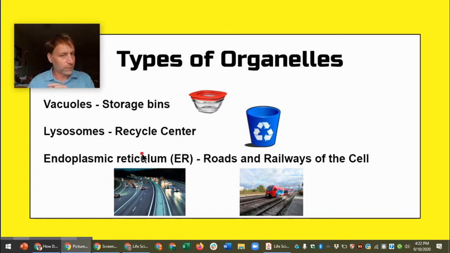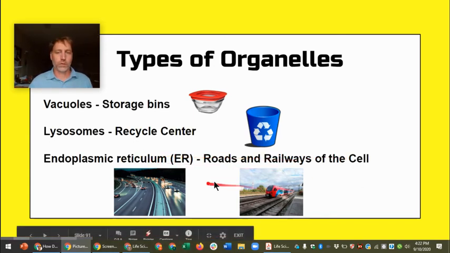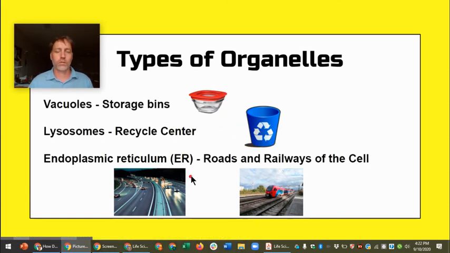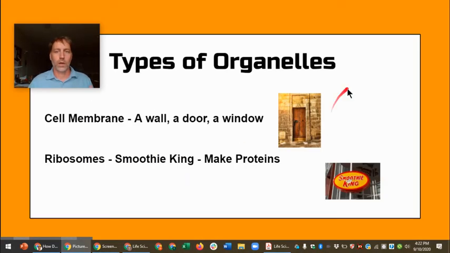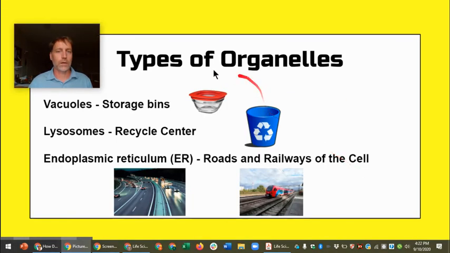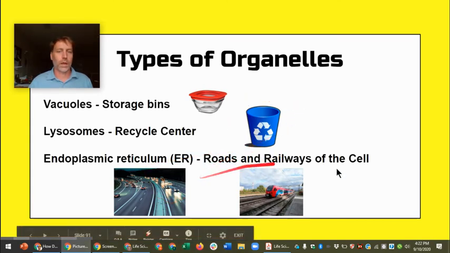Endoplasmic reticulum is the transport center. Okay, so you're noticing that these all relate to a city. There are some city functions here: a wall and a door into a house, a Smoothie King might be a place you eat at, storage helps you store your food, a recycling center is important, and the railways or the roadways.